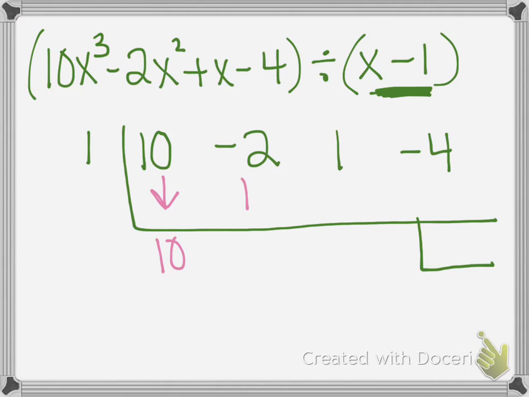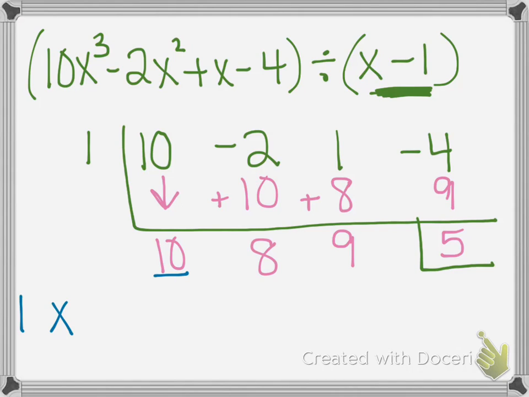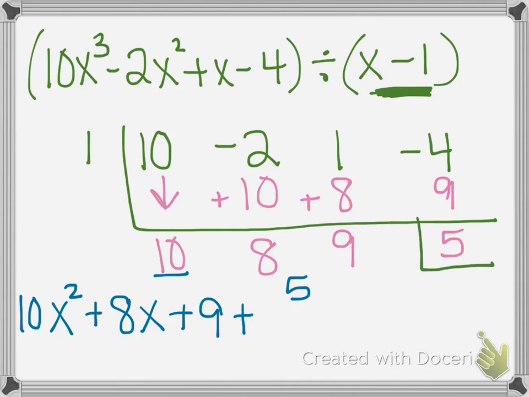1 times 10 is 10. You add it and you get 8. 1 times 8 is 8. Add it and you get 9. 1 times 9 is 9. Add it and you get 5. So since we have a cubic and we divided by a linear, it's going to be 1 less, so it's going to be quadratic, which means this 10 is the start of our quadratic term. 10x squared plus 8x plus 9 plus 5 over x minus 1.